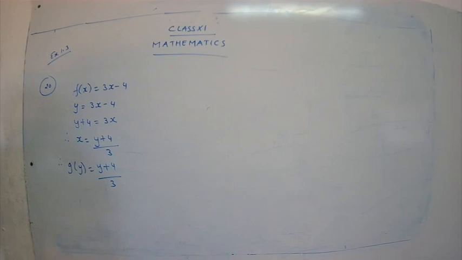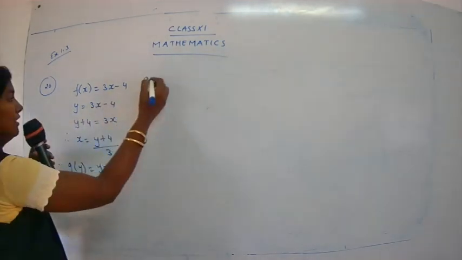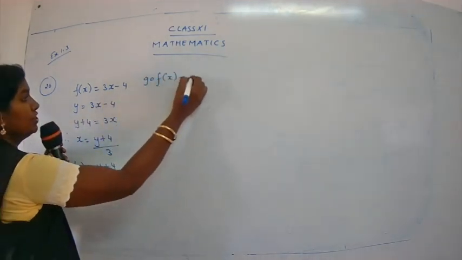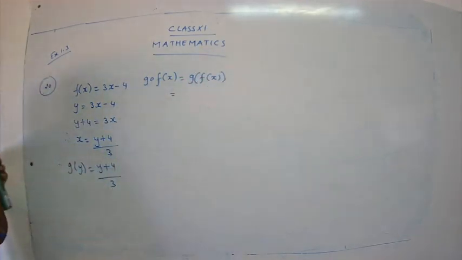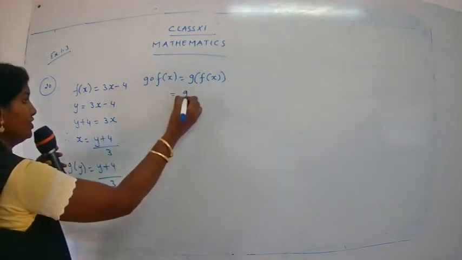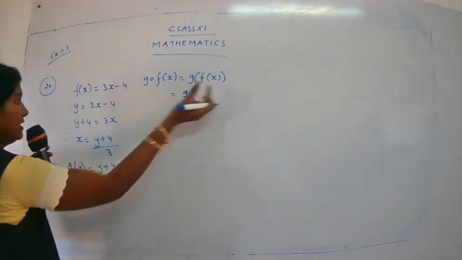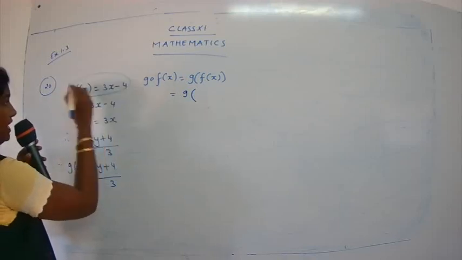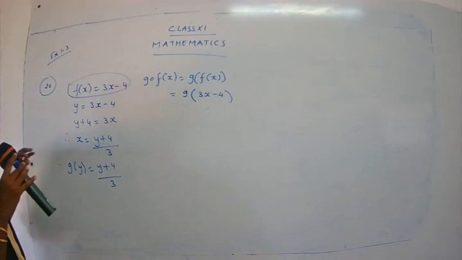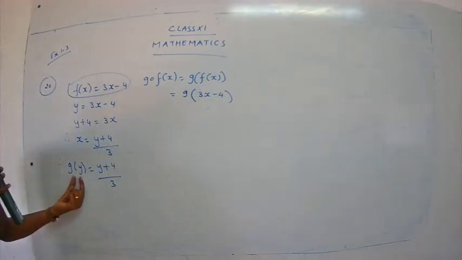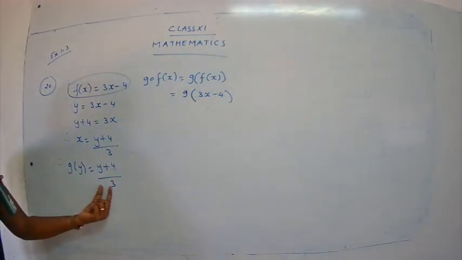Now what are you going to do? You are going to find g of f of x. And one more thing, you have to find f of g of y. Let's see how to substitute, children. What is f of x here? f of x is 3x minus 4. Good. Now, where is our g of y? g of y is (y plus 4) upon 3.